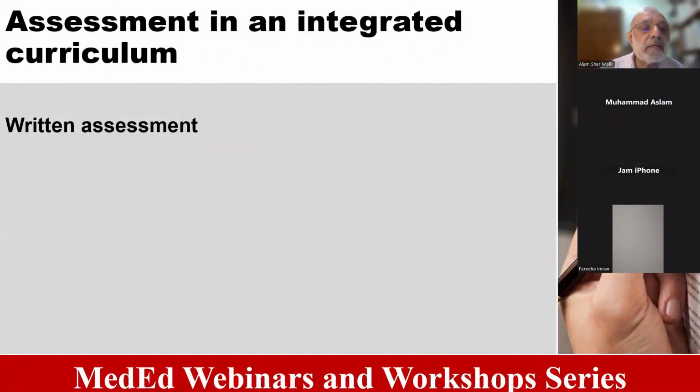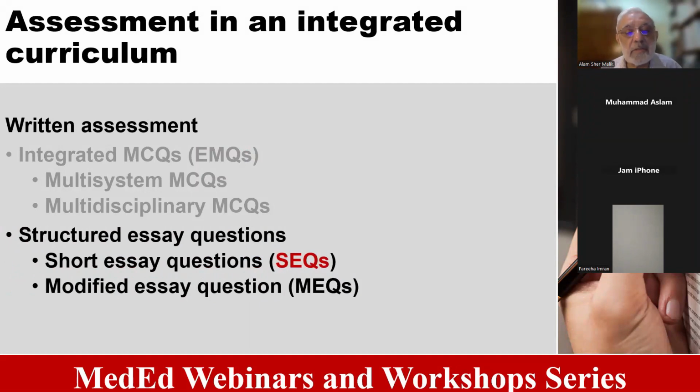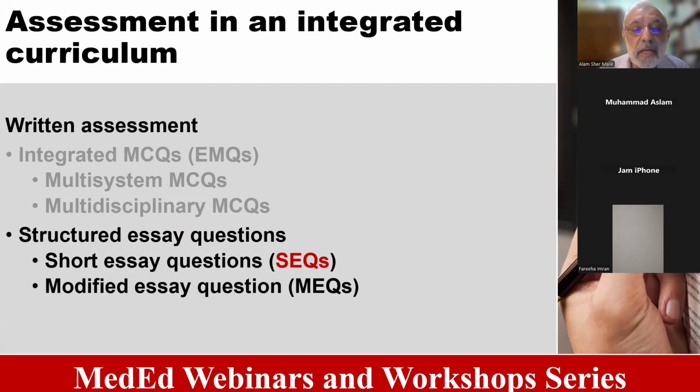Right, assessment in an integrated curriculum, the written assessment: one is integrated MCQs, and a good example is extended matching questions. And we will be talking in quite some detail about the extended matching questions with many examples. And then the structured essay question can be both the short essay question and the modified essay question. But in this session, we would be talking about structured essay questions. So the main areas which we are going to discuss are extended matching questions and the structured essay, short essay questions.